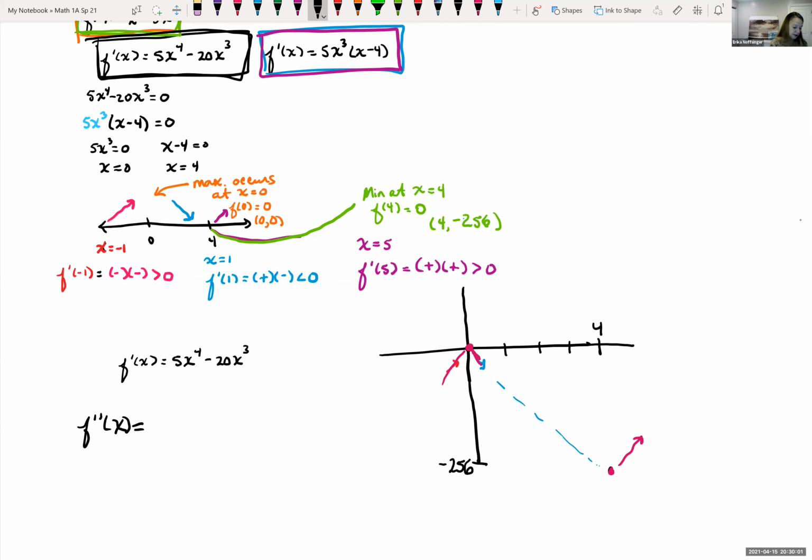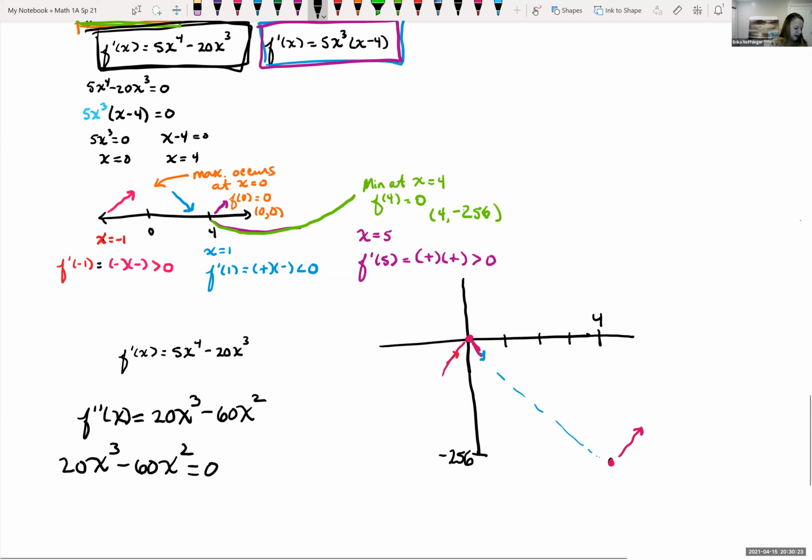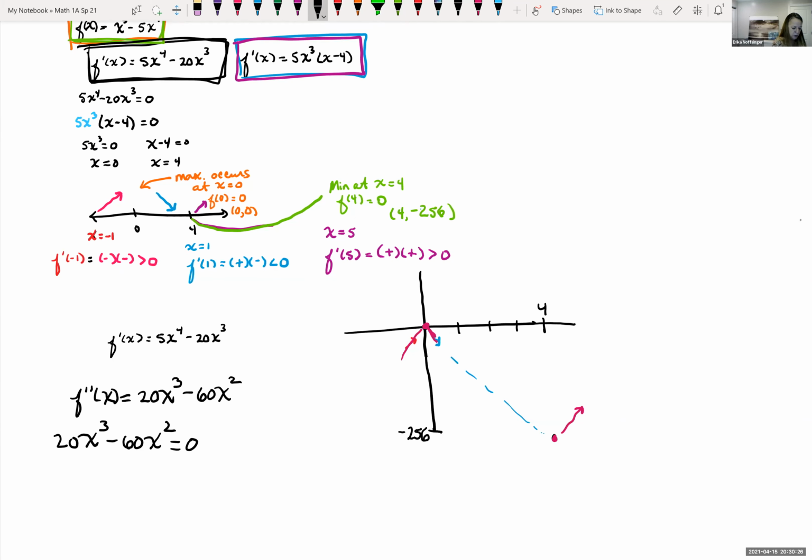So the derivative of 5x to the fourth is 20x cubed, minus, and the derivative of 20x cubed is 60x squared. So we want to find inflection points. This is values where this is equal to 0 or undefined. Well, it's defined everywhere, so we just have to worry about when this is equal to 0. I would probably factor this. We have a 20 and an x squared in common that we can pull out, and we'd be left with an x minus 3 equals 0.